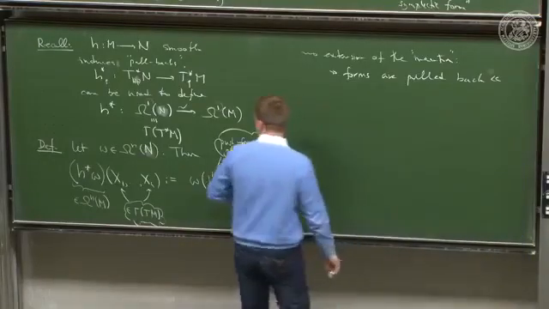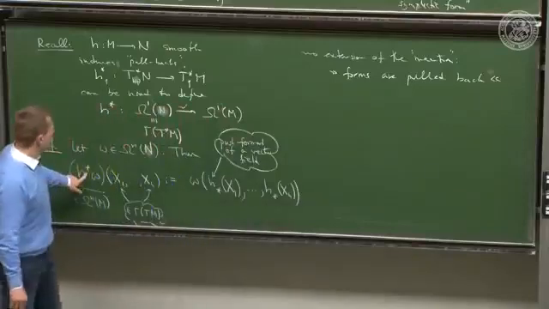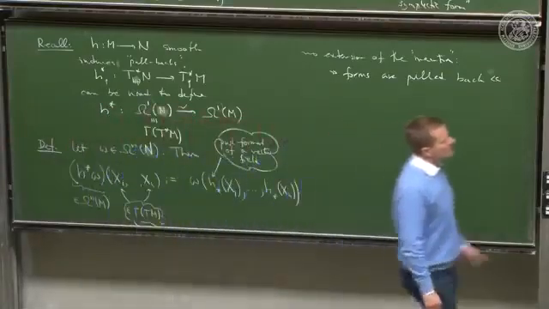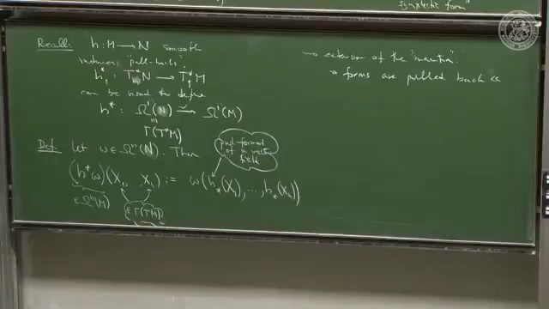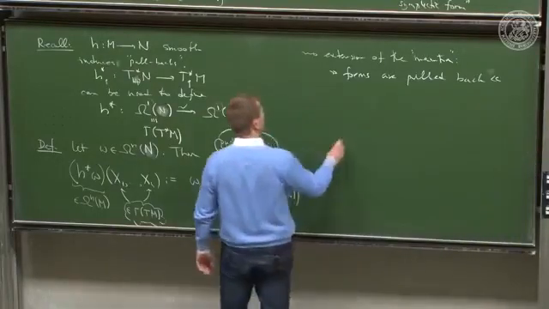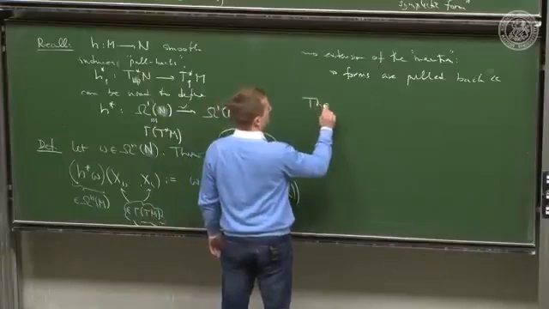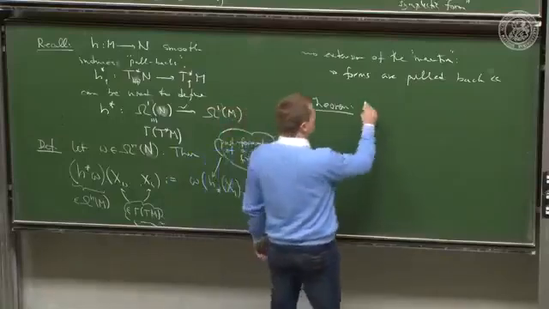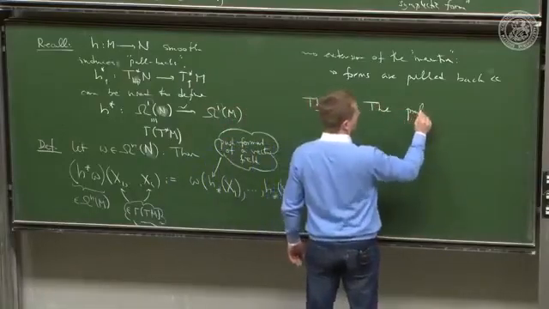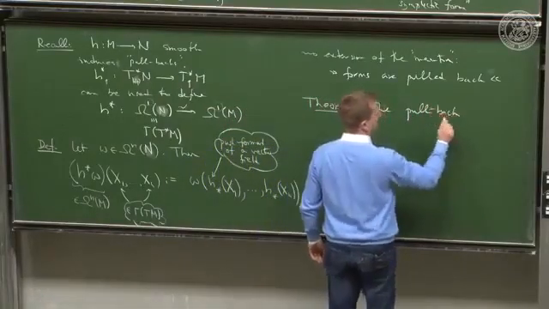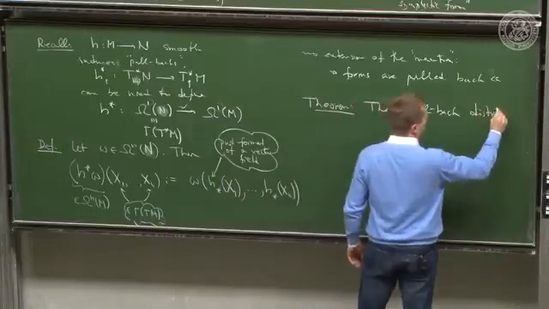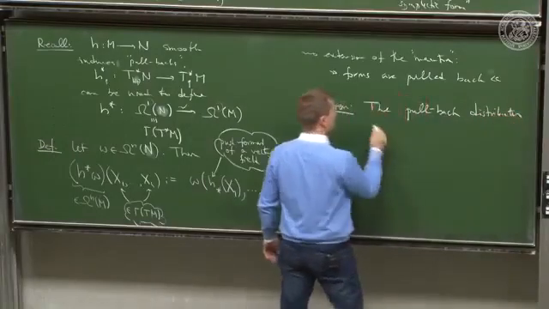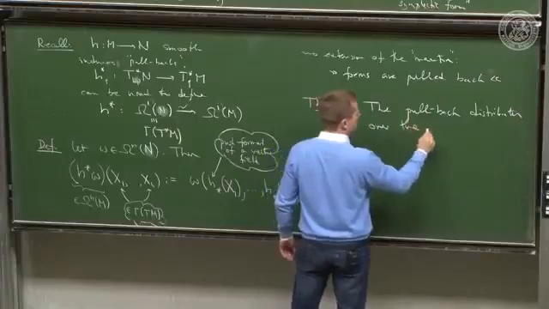But anyway, the question is, how does the pullback distribute over this wedge? That is something that comes up quite often. So we have the, well, theorem. Anyway, it's a result. The pullback distributes over the wedge product.